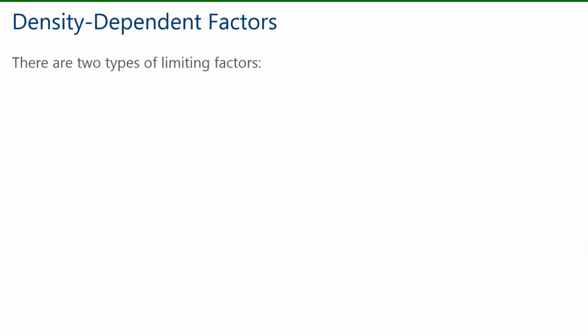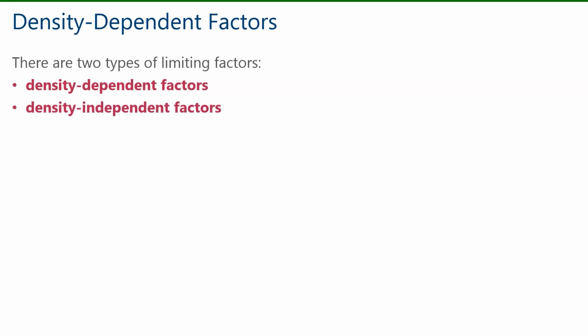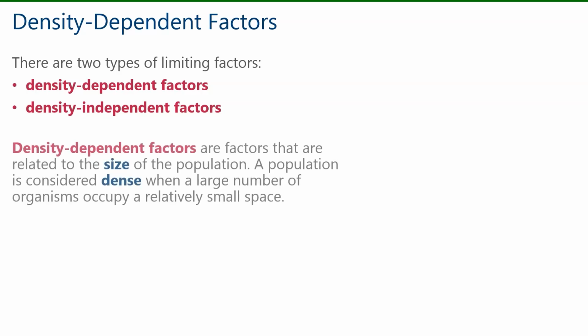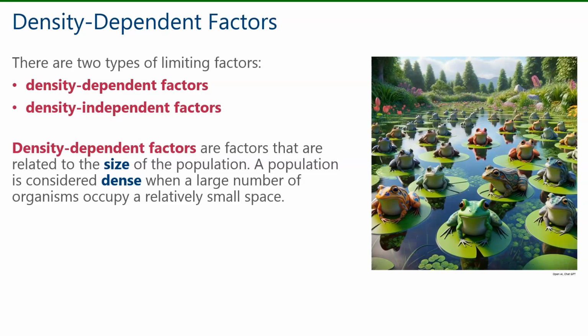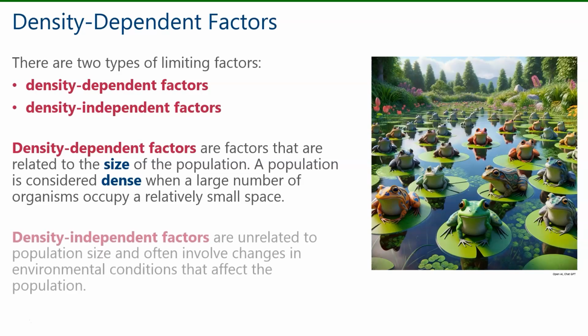There are two types of limiting factors. There are density-dependent limiting factors and density-independent limiting factors. Density-dependent factors are factors related to the size of the population. A population is considered dense when a large number of organisms occupy a relatively small space. So in this image, we see so many frogs in the one pond. This would be a very dense population of frogs, where a lot of organisms are occupying a small space. Density-independent factors are unrelated to population size and often involve changes in environmental conditions that affect the population.